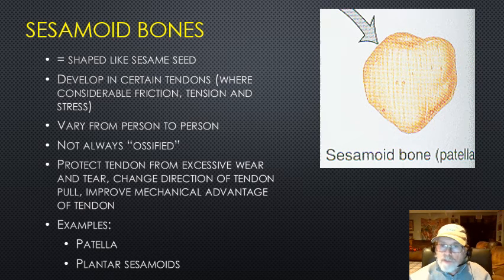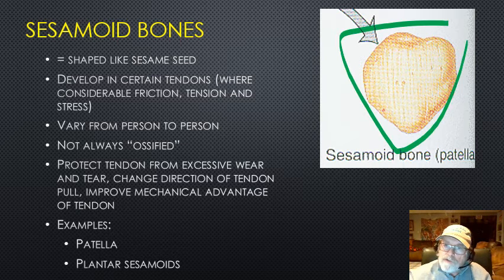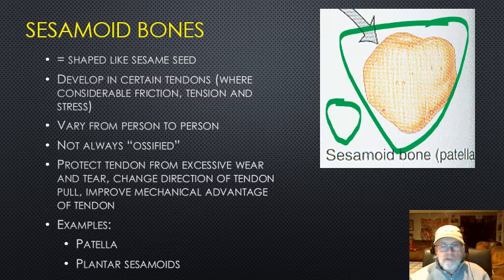Sesamoid bones are called sesamoid bones because they're sort of sesame shaped. If you look at a sesame seed, it's sort of like a teardrop type of shape, or like a guitar pick or something like that. So they're shaped like a sesame seed, and that's why they're called sesamoid bones.